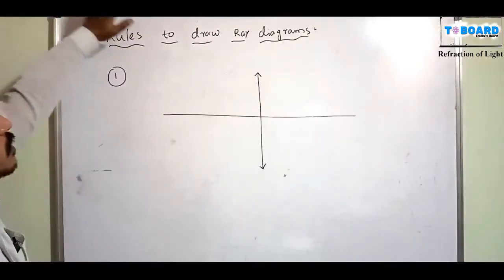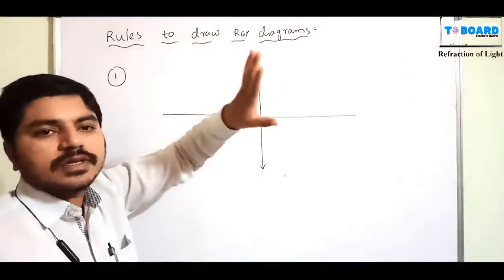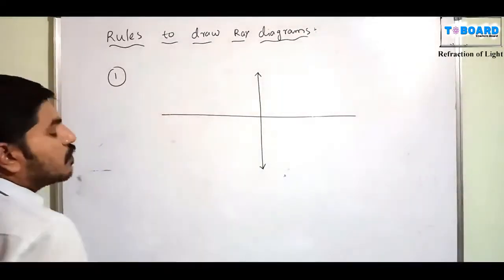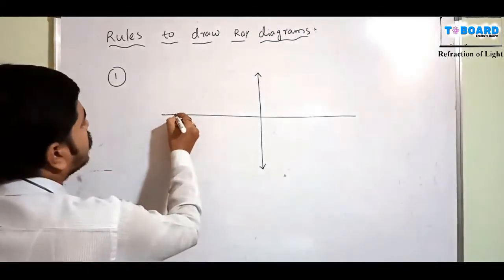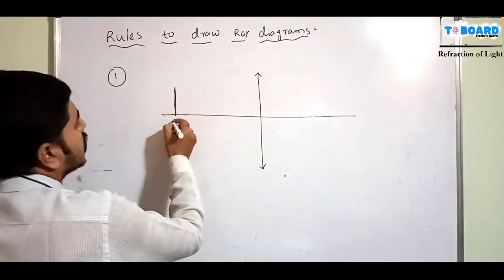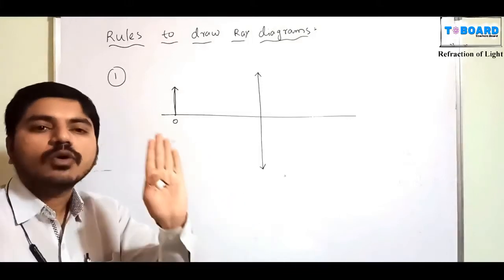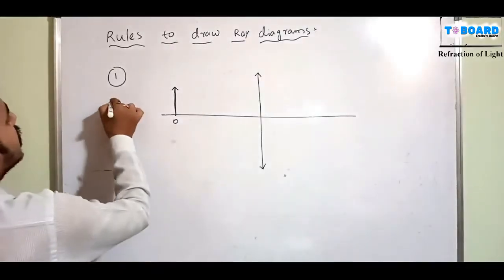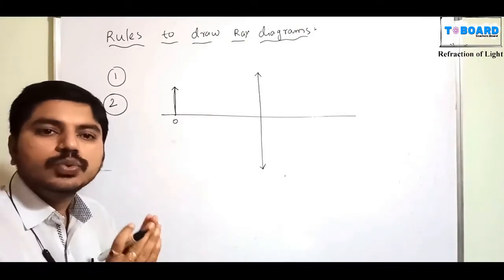Now the rules to draw ray diagrams. What kind of rules are there? For example, I'm going to select a biconvex lens. First of all, what is the first step to draw a ray diagram? First you select the object position on the principal axis where you want to keep the object. For example, I want to keep an object at O position. This is the first condition. The second condition is to draw at least two rays, minimum two rays from the object.